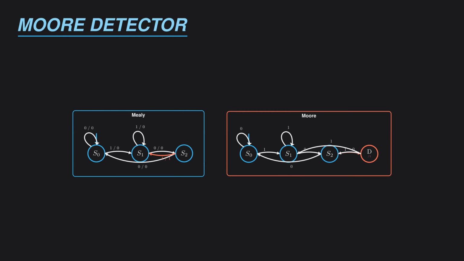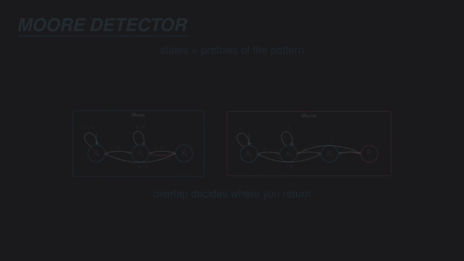Let us reinforce this one because it appears constantly. The states of a detector are the prefixes of the pattern you are hunting for. Overlap decides where you return after a match. Mealy fires on the transition. Moore needs an extra state and fires a cycle later. We can now build both versions of a machine.